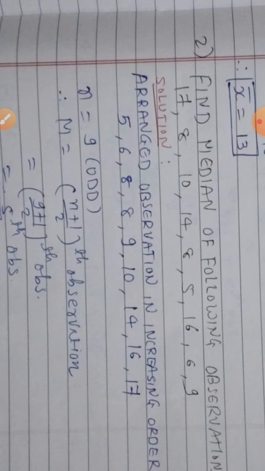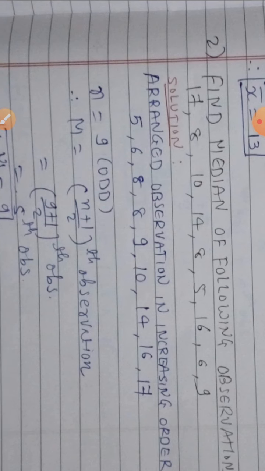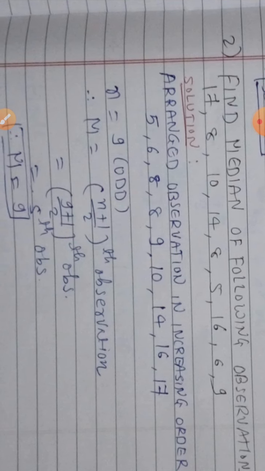So we write here the first formula, (n plus 1) by 2th observation, and the value of n is placed as 9. So 9 plus 1 is 10, 10 divided by 2 gives the 5th observation. So which is the 5th observation? 9. So the median is 9. Don't look at the question, look at our arranged observations. The arrangement in increasing order, the systematic arrangement, should be considered when you give your final answer. So at the fifth place 9 is there, so the median is 9.